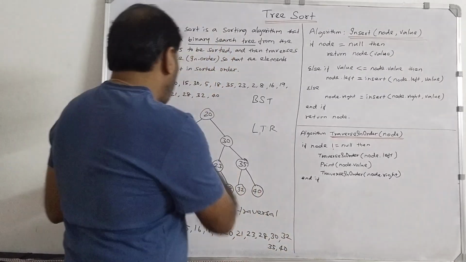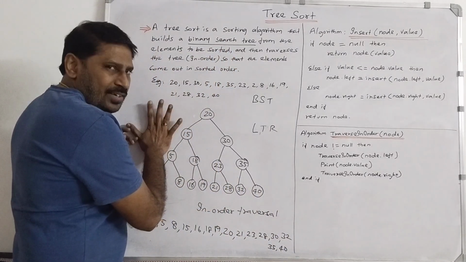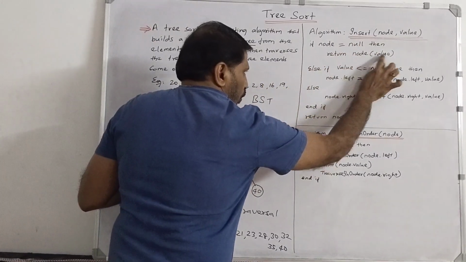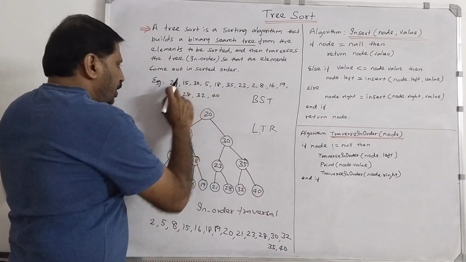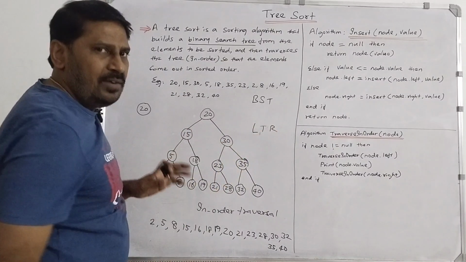So in the initial stage, when we are taking 20, the tree is null. So that's why what we do, return node value. So we are taking 20 as only a single node and we return that value.